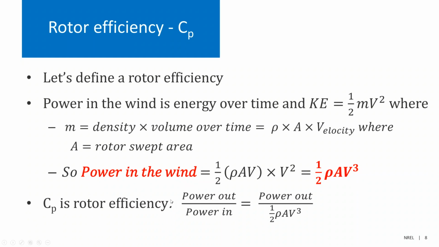Rotor efficiency that we're trying to define here, however, is just the power out, however much power your turbine is producing, divided by the power in the wind. So that's how we're going to define CP, and we're going to use that later to talk about a few things.